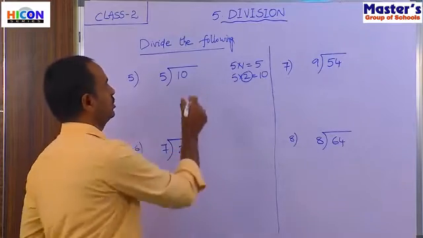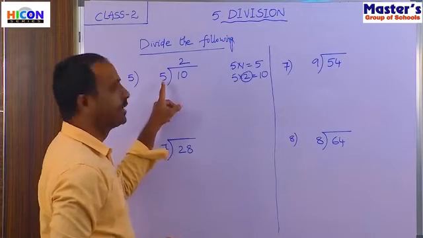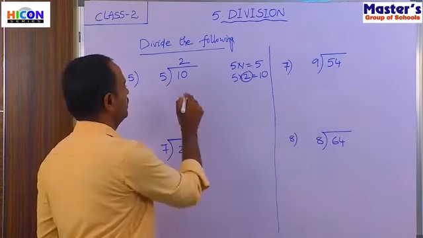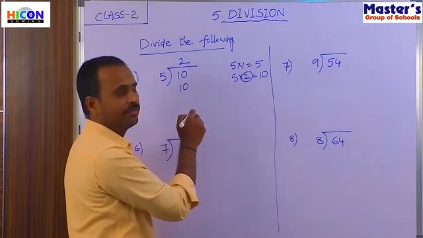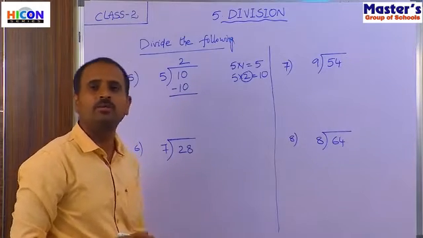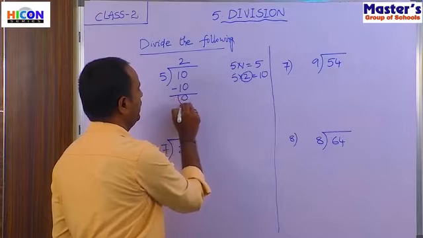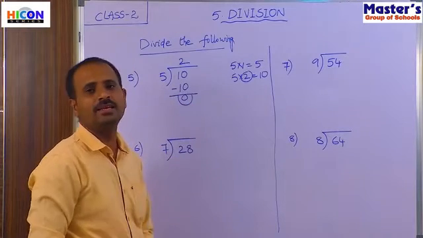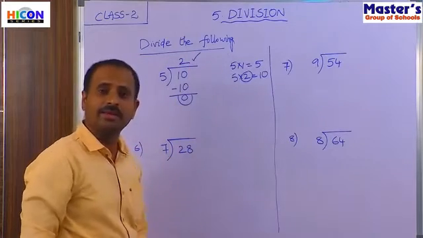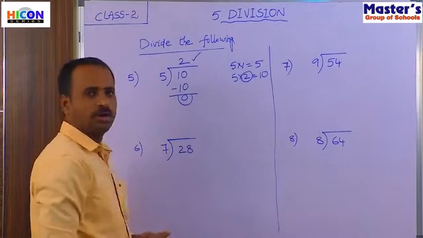So write 2 in the quotient on the line above the dividend. Now multiply 5 and 2. 5 twos are 10. So write 10 below the dividend and subtract. Children, 10 minus 10, how much? 0. So the remainder is 0. What is the answer here? The answer is the quotient. So the answer is 2. What is the remainder here? The remainder is 0.